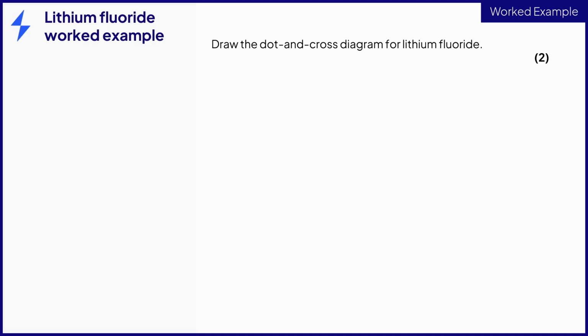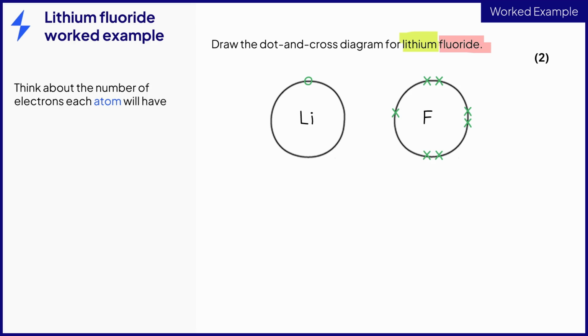This is a typical exam question. Lithium is in group 1, so will have 1 electron in its outer shell. Fluorine is in group 7, so will have 7 electrons in its outer shell. So we can show the outer electrons of the two atoms like this.